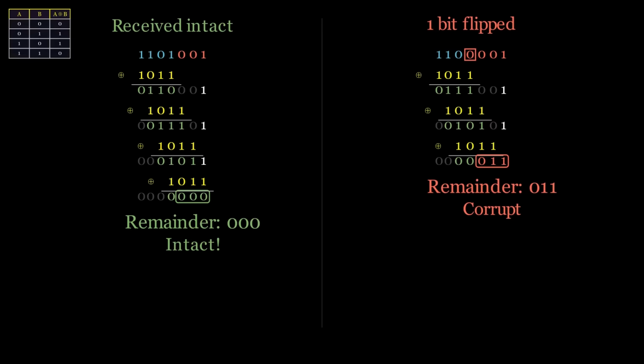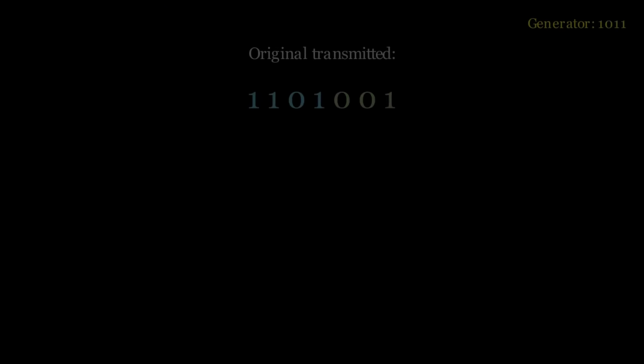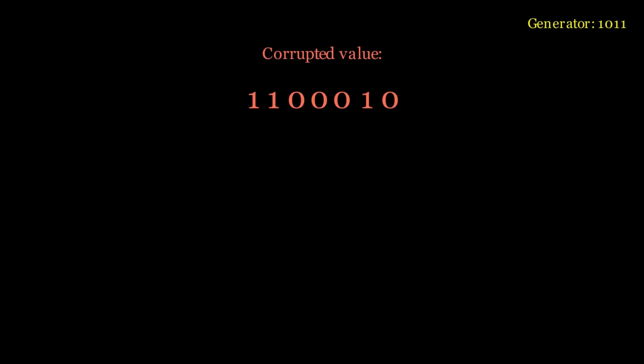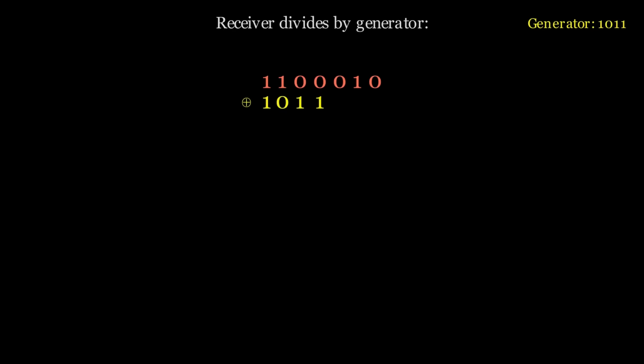Tiny changes in the data produce completely different fingerprints, so instead of checking every byte, we can get a super fast mathematical guarantee that the block is either intact or corrupted. But there's a catch. CRC isn't perfect. If the corruption itself happens to divide evenly by the generator number, it would give us a remainder of 0, which would give us the perception that the block is intact.